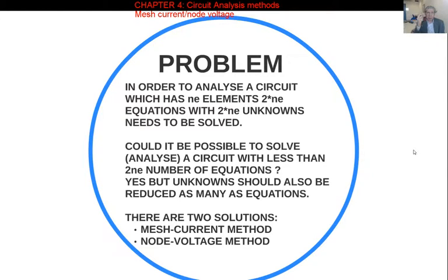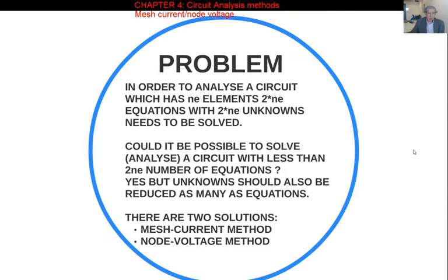We've done it. Now question, could it be possible to solve or analyze a circuit with less than 2NE equations? Answer, yes, but the unknowns should also be reduced as many as the equations. So when you reduce the number of equations, in order to find a unique solution, you've got to also reduce the number of variables. If the number of unknown variables and the number of equations are equal, then you have a unique solution. So that means we're going to introduce some new variables in order to solve that problem.